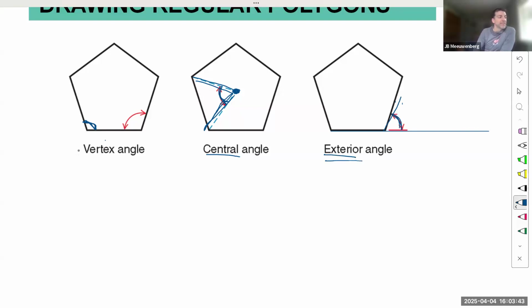Now you might notice that the vertex angle and the exterior angle, what property do they have? They would be supplementary because they'd add up to 180 degrees. So a vertex angle and an exterior angle are supplementary angles.